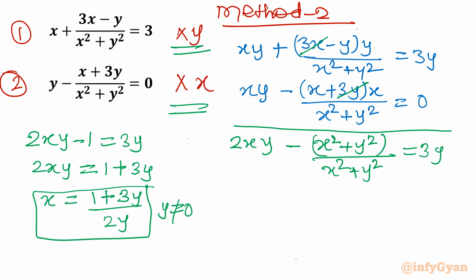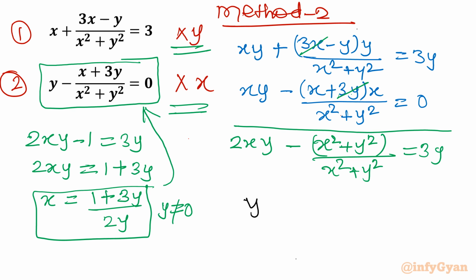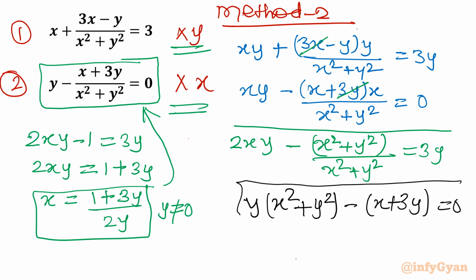Done. Now what I will do? I will put this value in equation number 2. But before that, because right hand side is 0, you can multiply with x square plus y square, and the denominator is the sum of two squares, it cannot be 0. So I can write our equation number 2 as: y times x square plus y square, multiply with x square plus y square, minus x plus 3y equal to 0. This is our equation number 2.